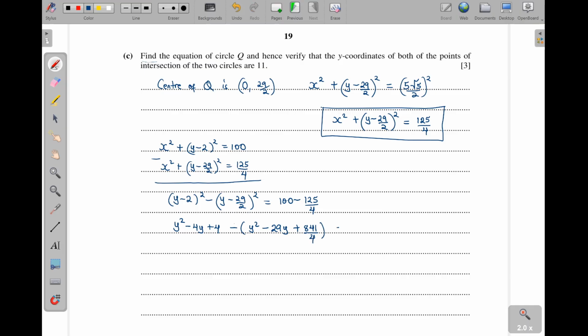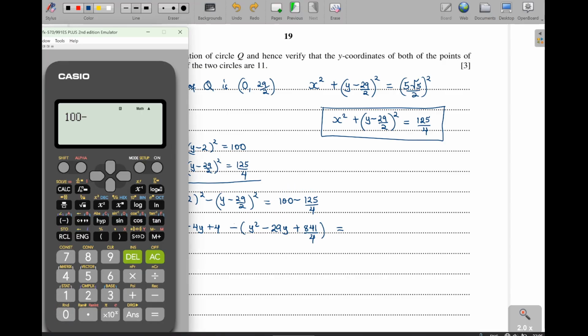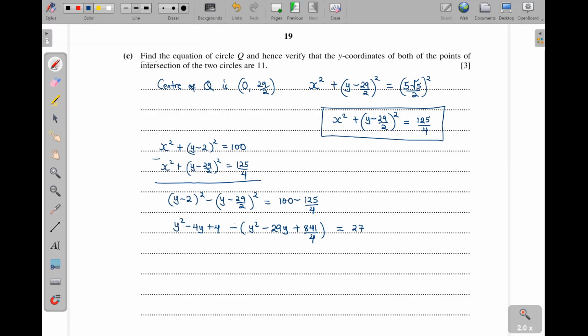Then from there, how about this one here? 100 minus 125 over 4. That is 275 over 4. Okay. Now, when we open the brackets, this y squared is going to disappear. So we remain with minus 4y.